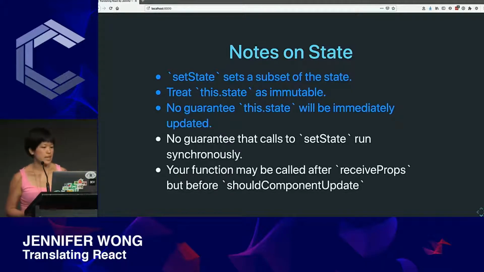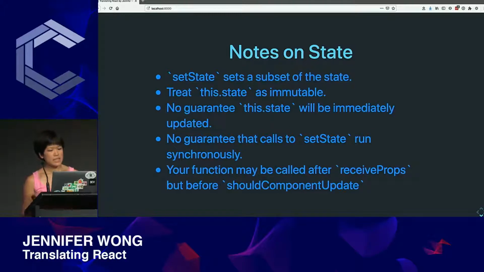The next thing that they say is that there's no guarantee that this .state will be immediately updated. So you never know when your state may be updated when you're making calls to setState, which is something we're probably used to using JavaScript. There's also no guarantee that calls to setState will run synchronously. And again, something we're used to with JavaScript. We don't actually know when our setState calls will be run. Will they be run in order or will they not be? And then lastly, they say that your function may be called after receive props, but before should component update.